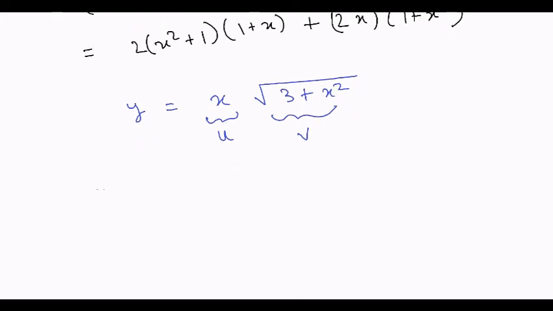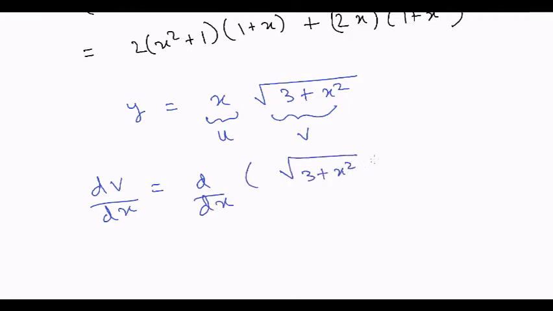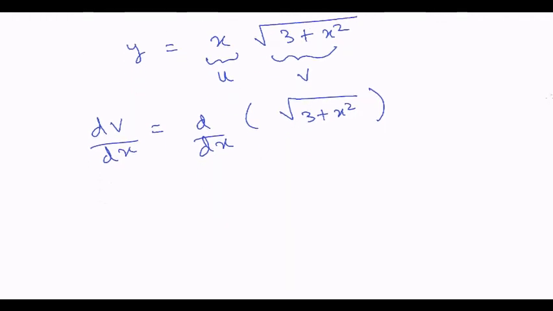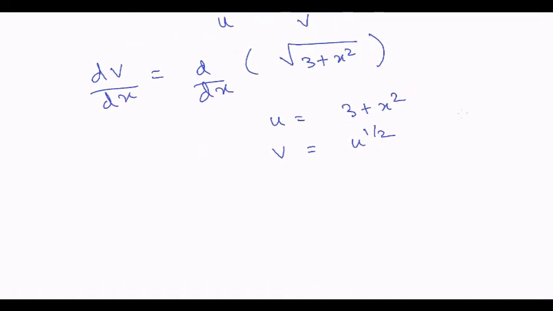Now dv/dx is not as straightforward as possible, so we are going to do that derivative separately first, just so that we don't get stuck in the problem. My dv/dx is given by d/dx of the square root of 3 plus x squared. This is a place where we can go back and apply the chain rule again. We are doing a problem with the product rule, but we can always apply the chain rule. So let's take 3 plus x squared to be something, and our v is that to the power half. Let's not call it u anymore, because you can get confused between this u and the other u. Let's call it s. So our v is s to the power half.